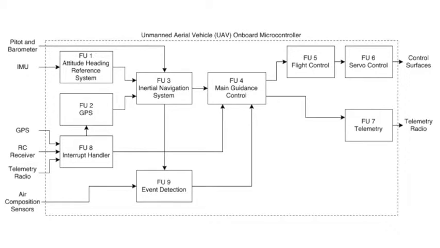And then moving on, functional unit 9 is the fire detection. It uses the air composition sensors and a neural network, and then determines whether or not there's a fire and passes it on to the main guidance control.